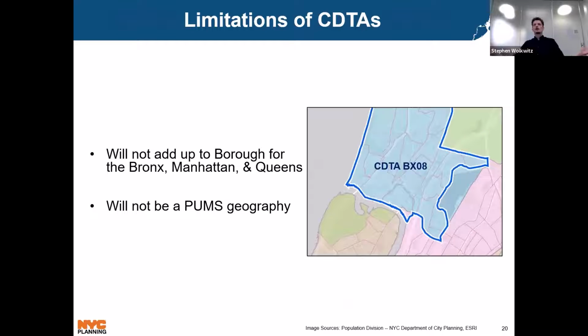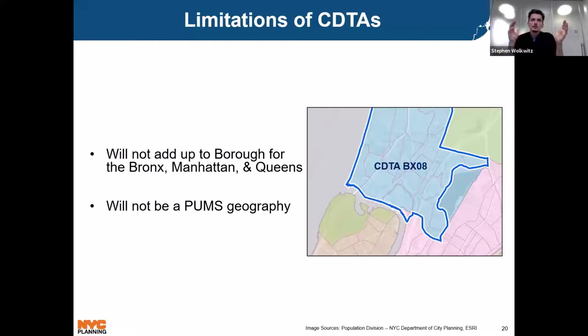Now, I do want to call out some limitations to CDTAs. What I was talking about is a feature in one way, if you're not aware of it, or it could throw you off, depending on what you're doing, which is that CDTAs will not actually add up to the boroughs for the Bronx, Manhattan, and Queens, and that's because of what we did for Marble Hill and Rikers Island. For Brooklyn and Staten Island, of course, they will add up to the borough.